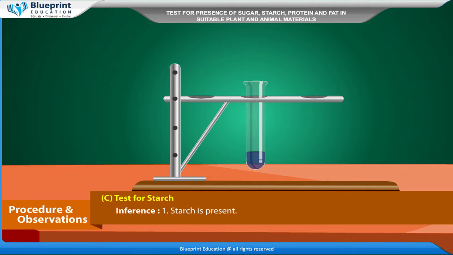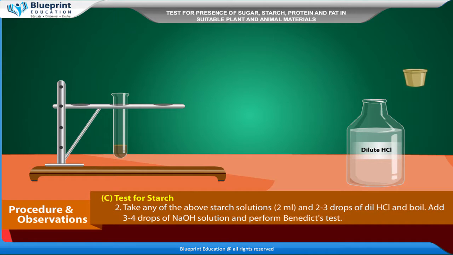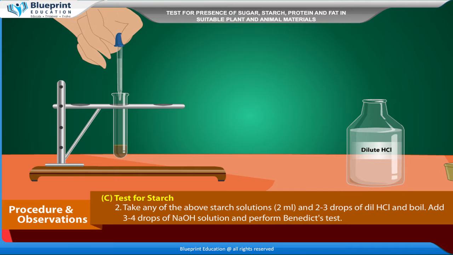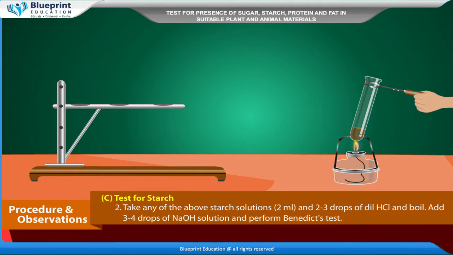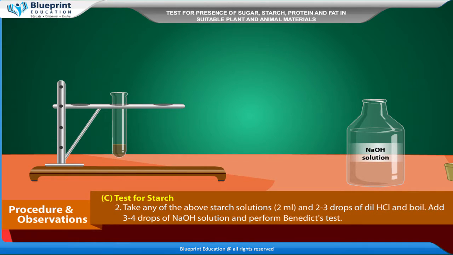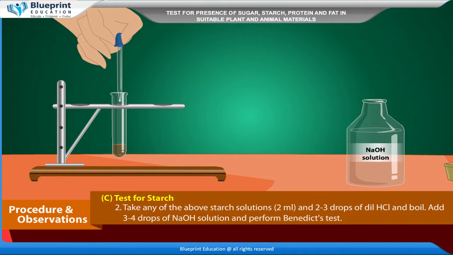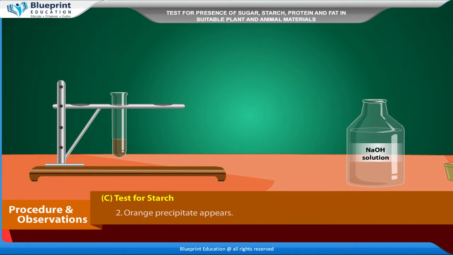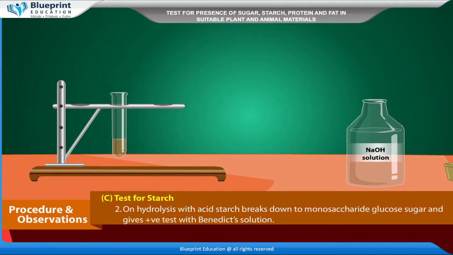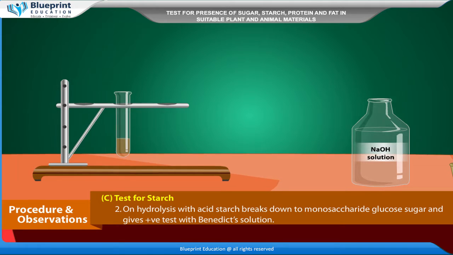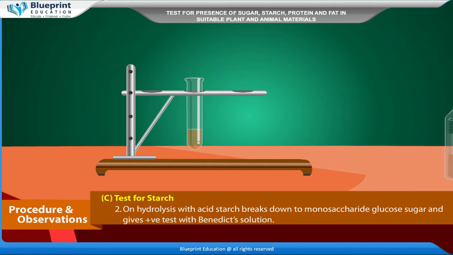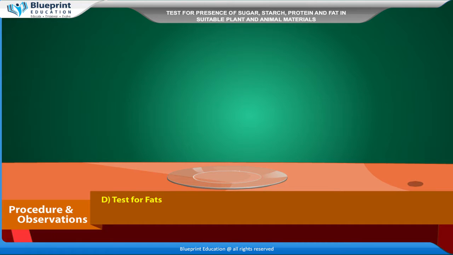Inference: starch is present. Take any of the above starch solution, 2 ml, and 2 to 3 drops of dilute HCl and boil. Add 3 to 4 drops of NaOH solution and perform Benedict's test. Orange precipitate appears. On hydrolysis with acid, starch breaks down to monosaccharide, glucose sugar, and gives positive test with Benedict's solution.